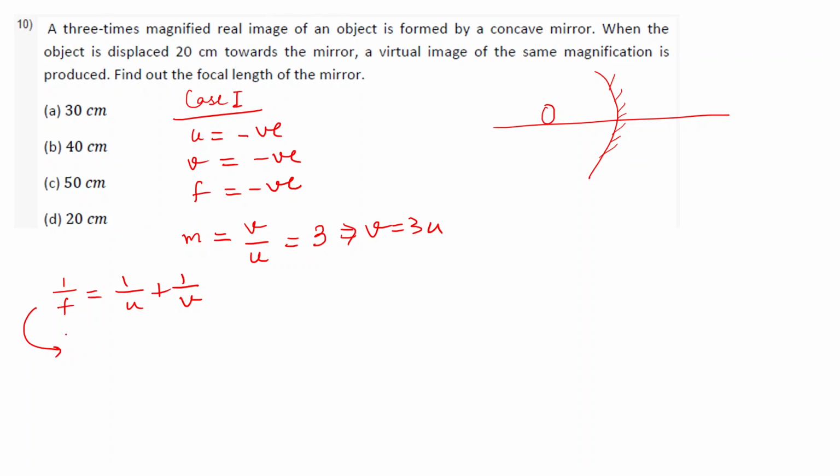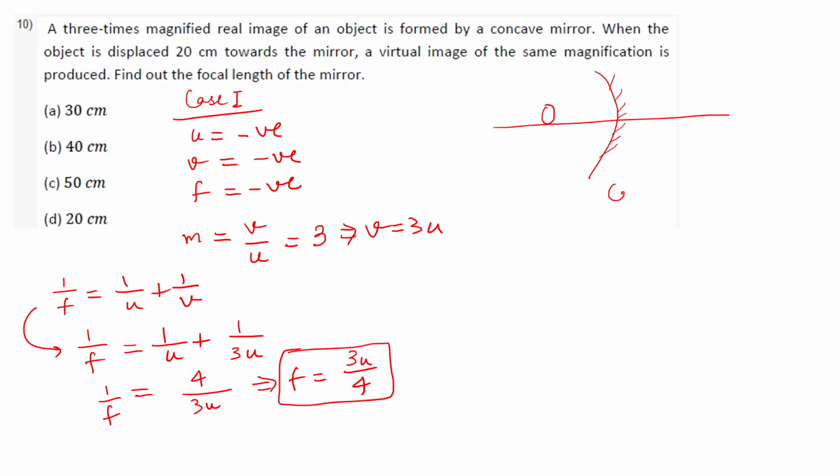Okay, but we just know this relation, we don't know u and we don't know f. But what relation we will get is 1 over f is 1 over u plus v is 1 over 3 times u. That means this is 3 plus 1, that is 4 by 3, 1 over f. From this relation we get f is equal to 3u by 4.